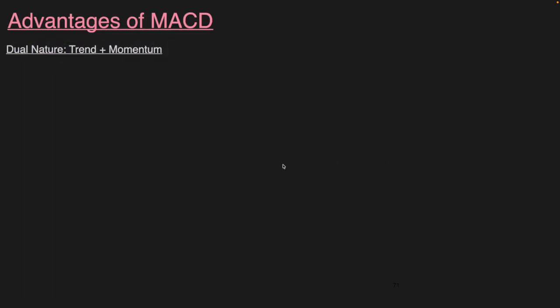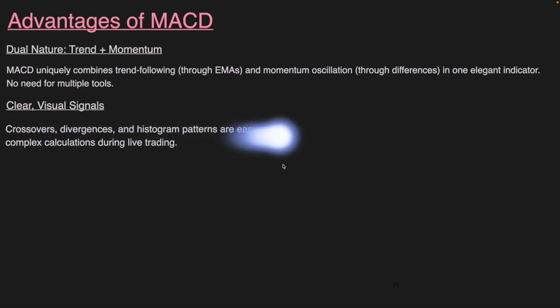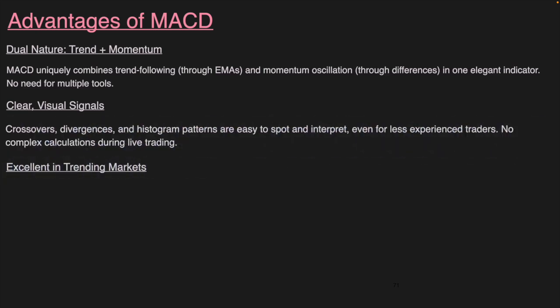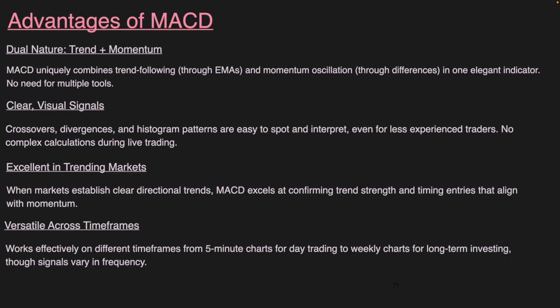What are the advantages of MACD? It has a dual nature. It will help you identify the trend and also the momentum or strength of the trend. It will give clear visual signals, and it is excellent in a trending market, not really good in a choppy and slow moving market, because it will start giving a lot of false signals. It can be used in any time frame, whether it is 5 minutes or 5 weeks or 1 month or 1 year. You can use it anywhere you want.